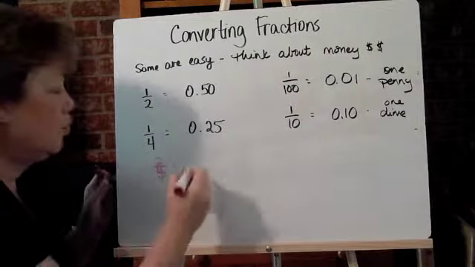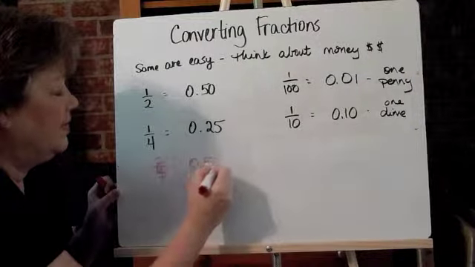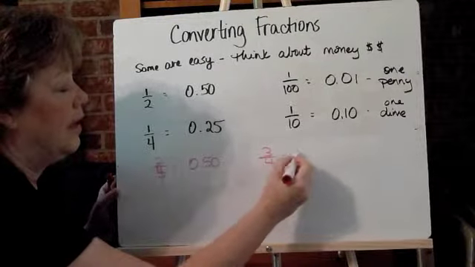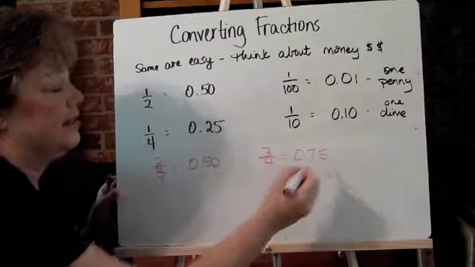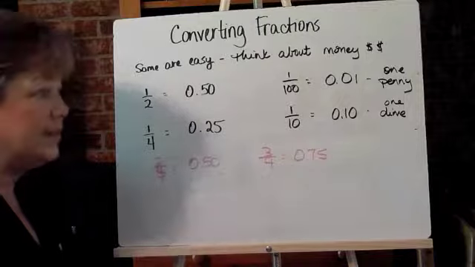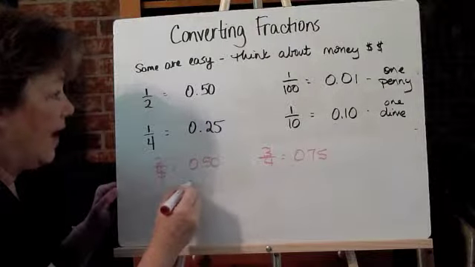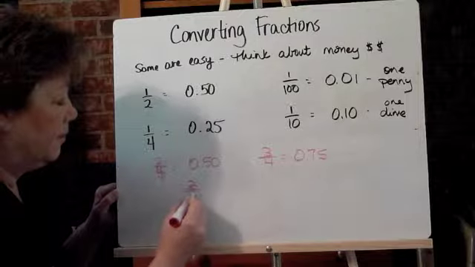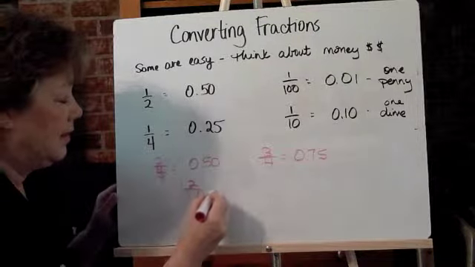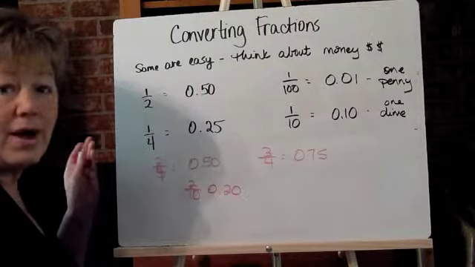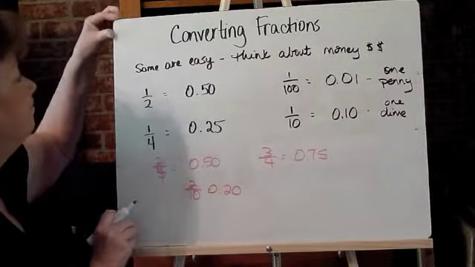If I had 2/4, that means I'd have 2 quarters, I'd have 50 cents. If I had 3/4, I would have 75 cents. So some of those are very easy for me to think about. Here I could go back to the dimes. If I had 2/10, I'd have 20 cents. So I like to think about it in money.